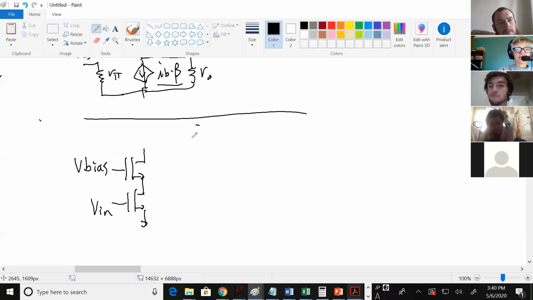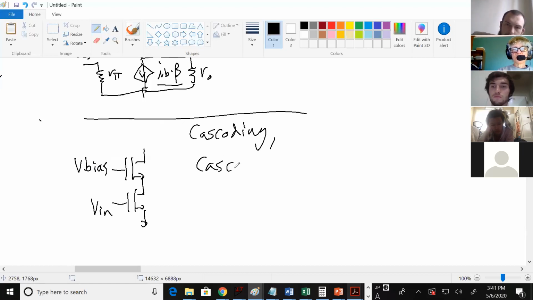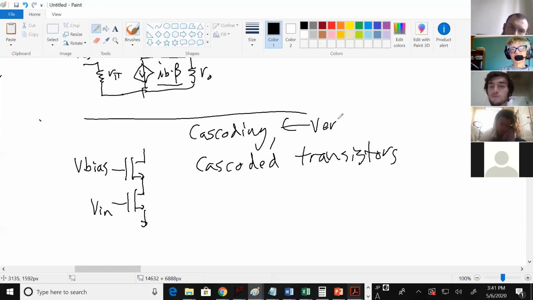But this is called cascoding. It's also called cascoded transistors. That's the verb. And if you try to type it in Word, it always corrects it to cascaded. But this is actually cascoded.